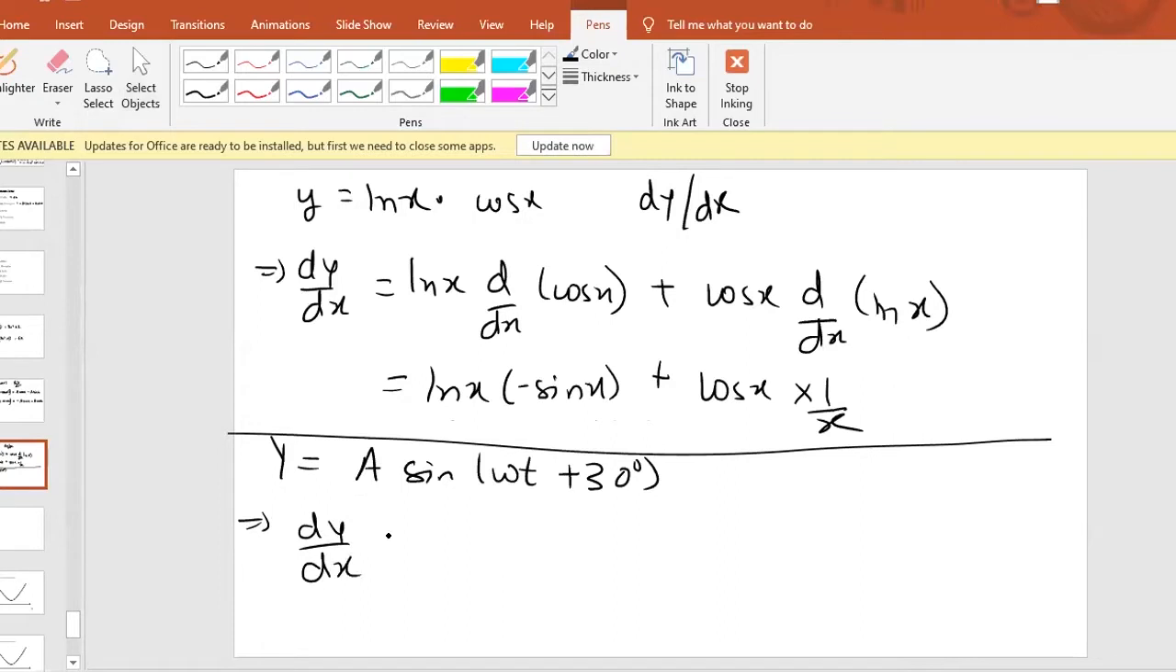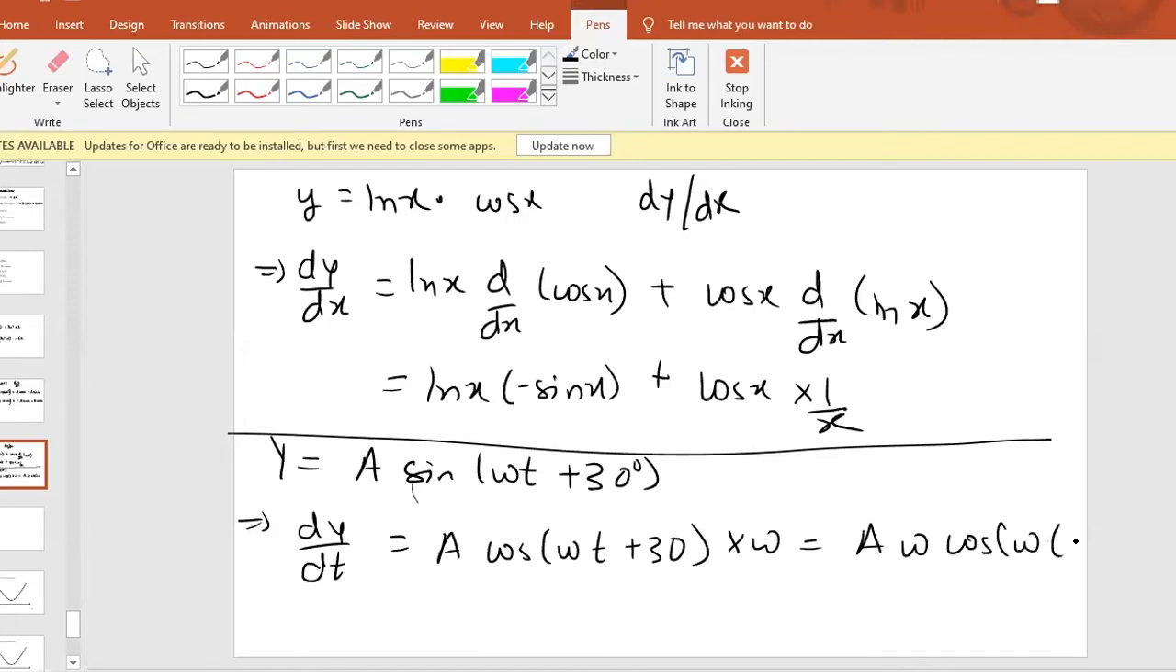Fine. So if we differentiate this with respect to t, we'll get what? dy by dt, we are differentiating. That would be equal to what? The differentiation of sin x is cos x, so a cos of omega t plus 30. Then inner derivative, we have to go inside the bracket. Differentiation of omega t is omega. So the answer would be a omega cos of omega t plus 30 degree. That is dy by dt.